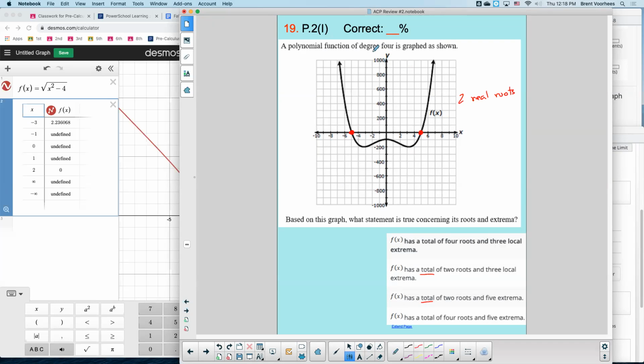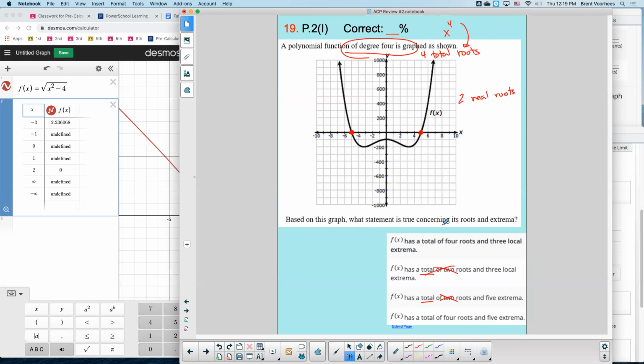On this problem, you see up at the top how it says the degree is 4? The degree is telling you how many total. This will have 4 total roots. So this one's a trick question. These 2 are wrong because it has more than 2. It has 4. Again, the degree is telling you the highest power is a 4, and the highest power tells you how many total roots there are. That would tell you there are 4 total roots.